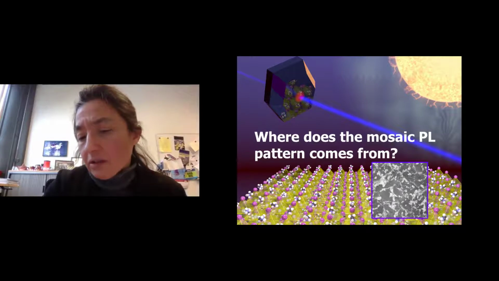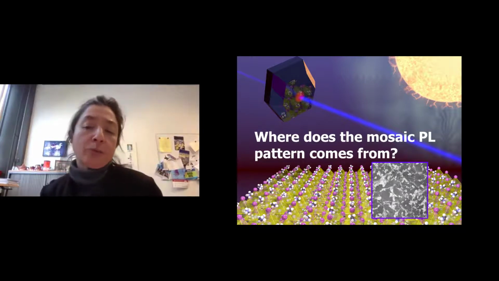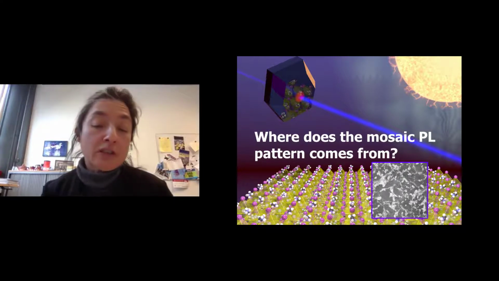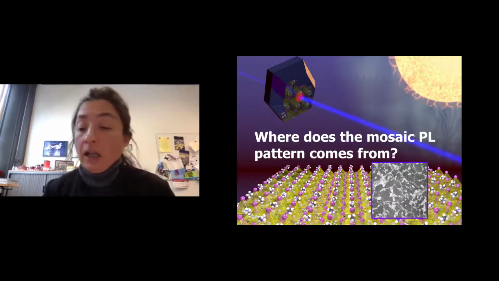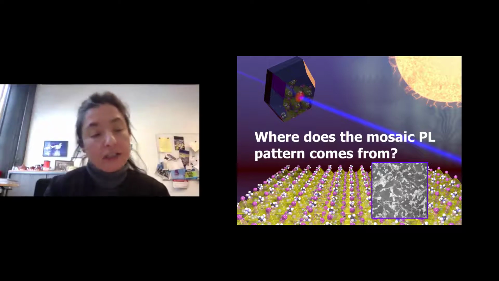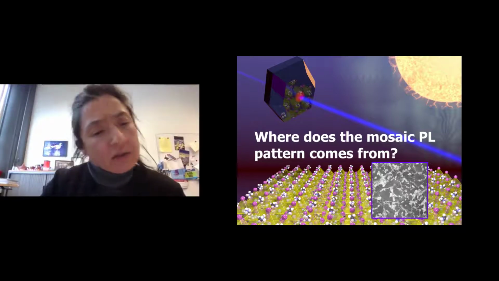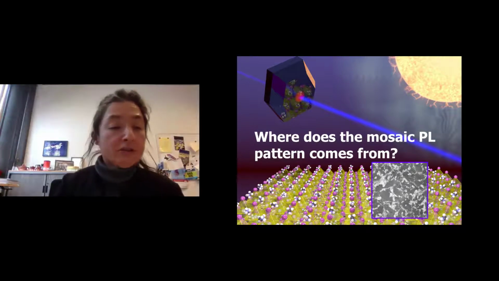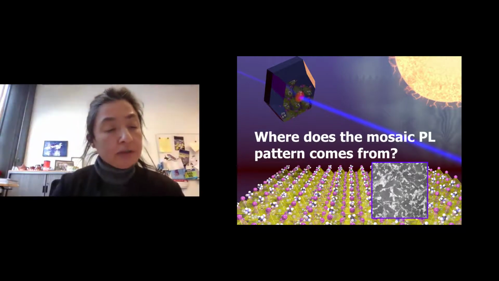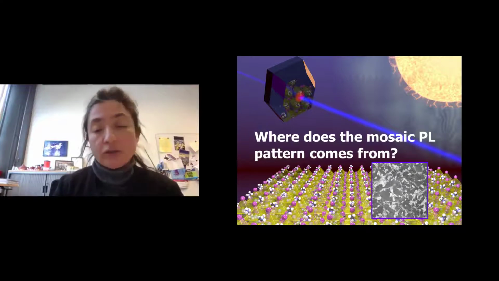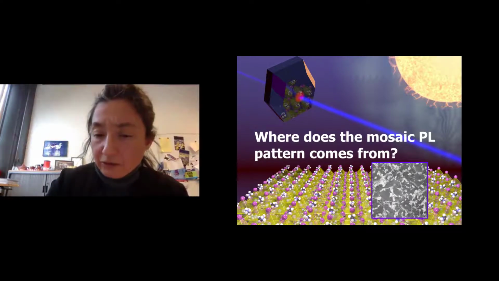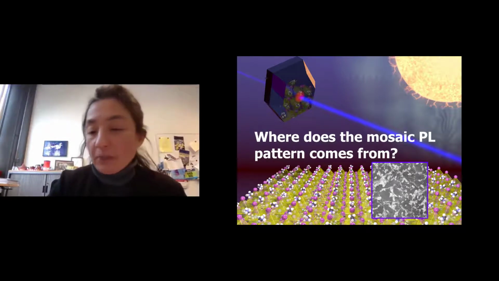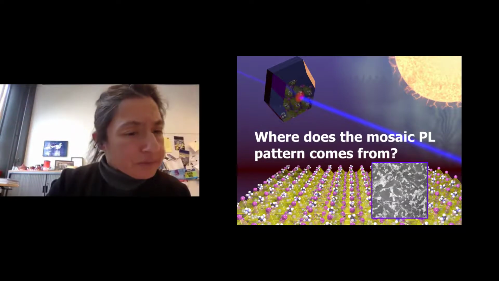Now, while I was discussing this transformation from the 2D to the 3D, we noticed this image in the confocal microscopy of this kind of inhomogeneities in the photoluminescence, this kind of mosaic-like pattern. We didn't expect this, because the films are of very high quality, as you saw from the diffraction pattern from the GIWAXS measurements.